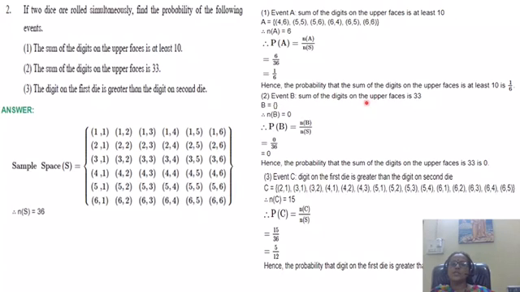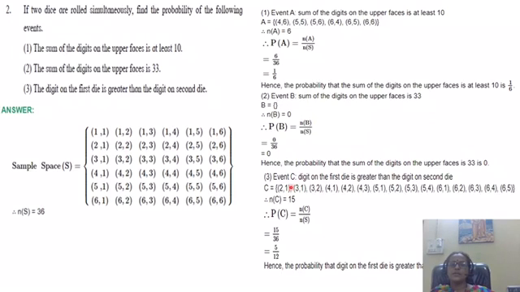Event B: the sum of the digits on the upper face is 33. Observe the sum of the digits on the upper face. Here 1 plus 6 is 7, 2 plus 6 is 8, 3 plus 6 is 9, 4 plus 6 is 10, 5 plus 6 is 11, and 6 plus 6 is 12. So we don't have any maximum beyond 6 plus 6, 12. We don't have any outcome where the sum is 33. So B is the empty set. Number of elements in B is 0. So probability of B is N of B upon N of S, which is 0. The probability that the sum of the digits on the upper face is 33 is 0.